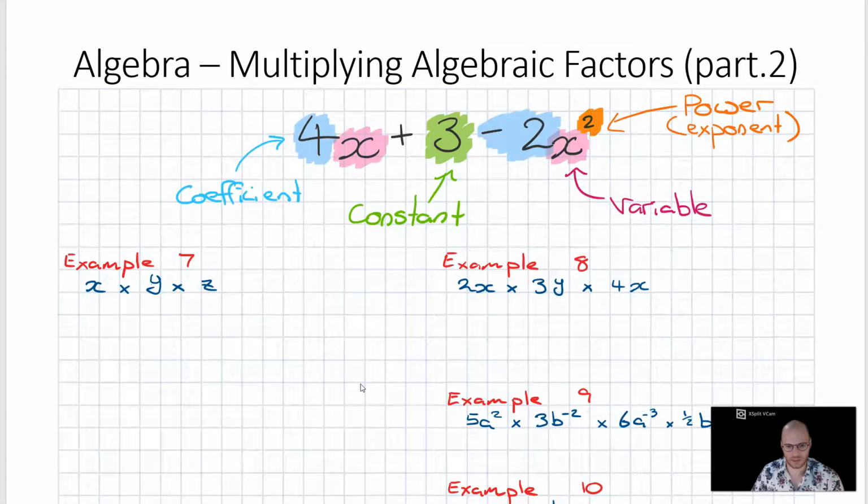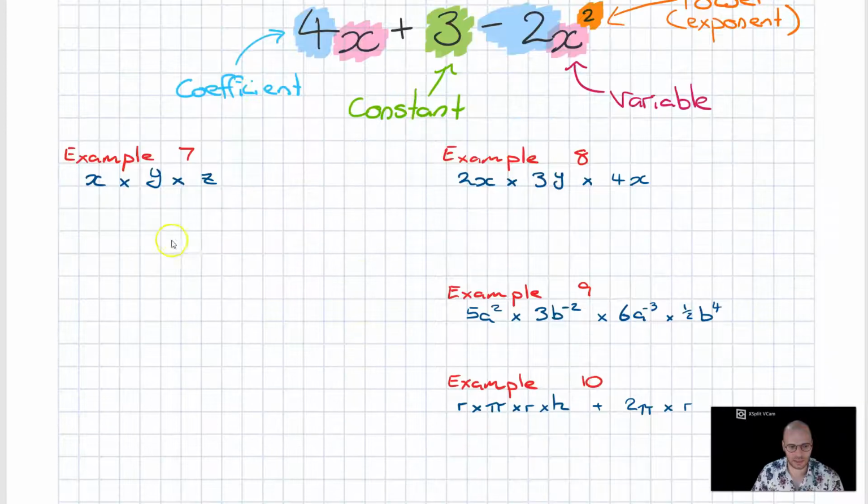Welcome back. In this video we're going to have a look at some more cases of how we can multiply algebraic factors together. Now looking at example 1, we have x times y times z. So we've got three different variables and we want to multiply them all together. Now the way in which we can do this is we can simply remove all of the multiplication symbols and bunch them one by one. So x times y times z can be rewritten as xyz.